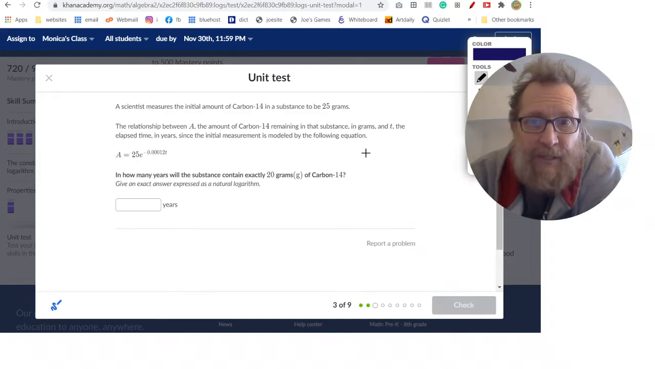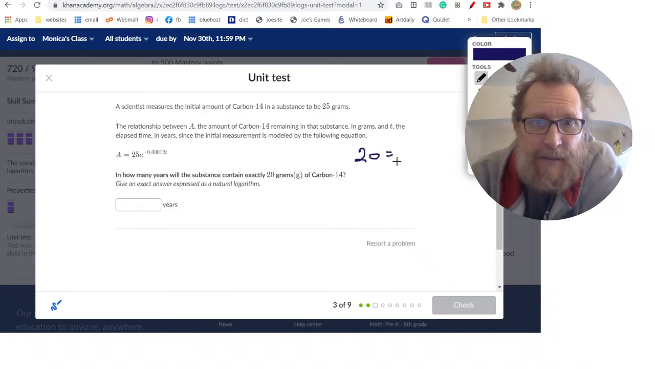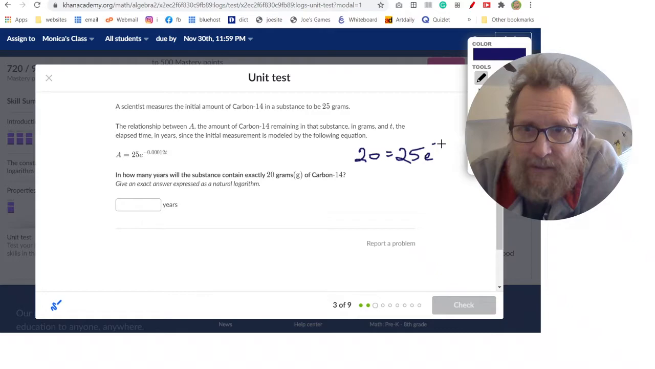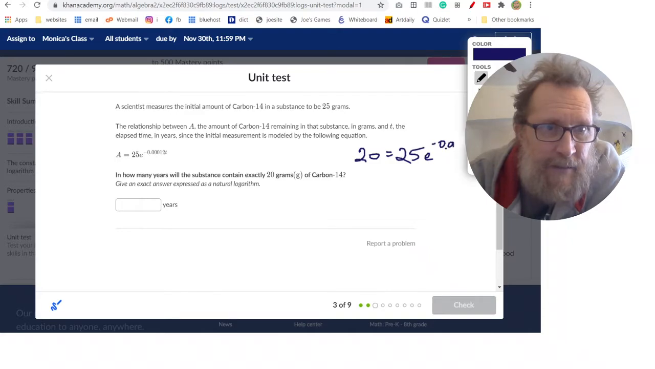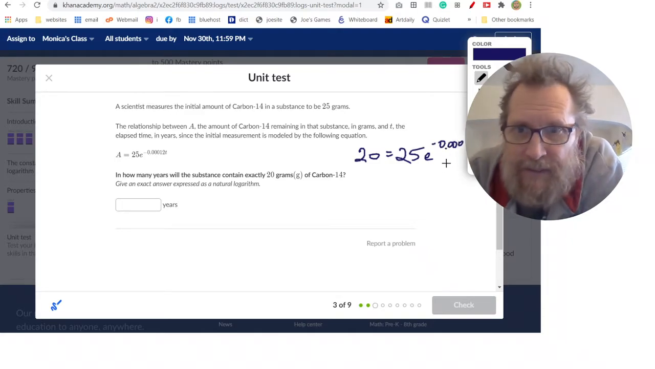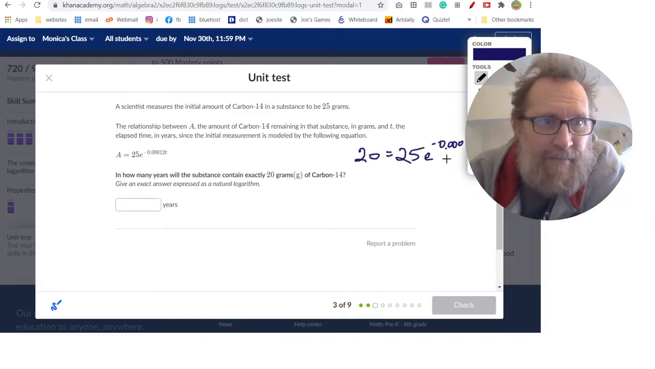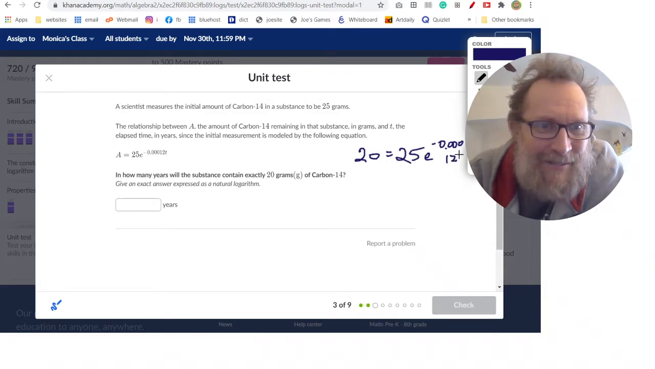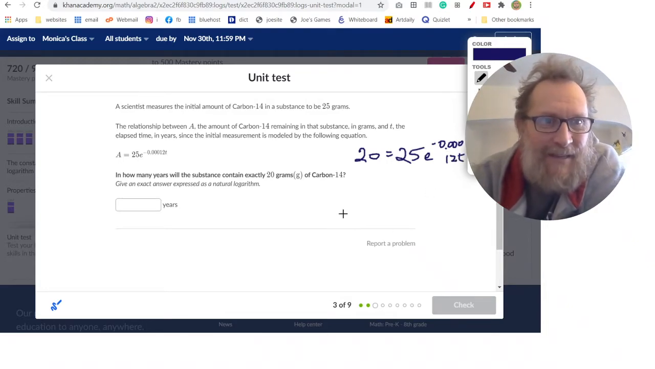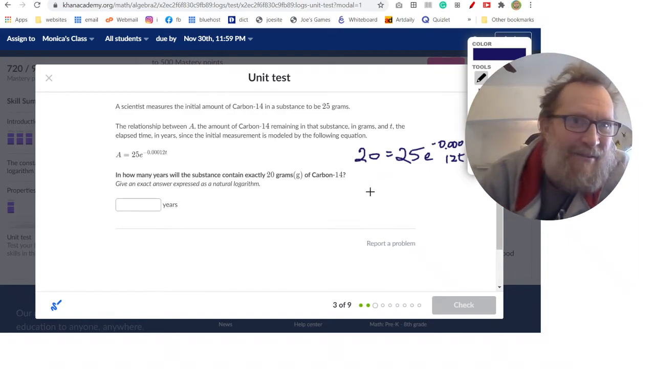The one where the amount is going to be 20 grams, right? So I'm going to replace the amount A with 20. A equals 25e to the negative 0.00012t. I'm just going to write it like that because I ran out of room. And you guys can't see it anyway. I'm behind the... No, you can see it. Okay, good.